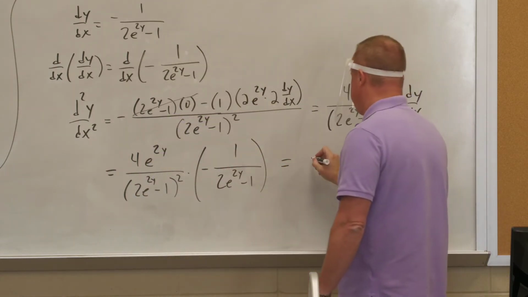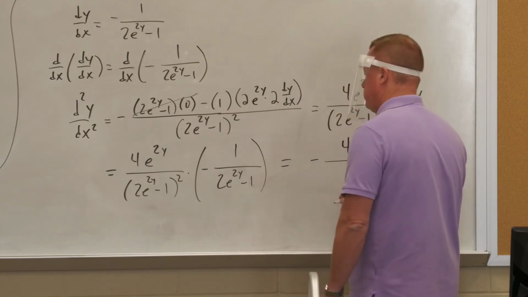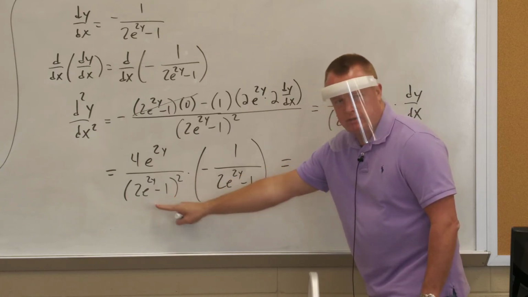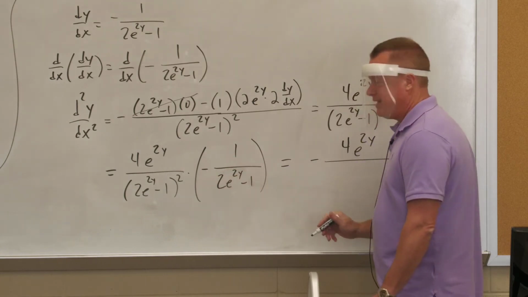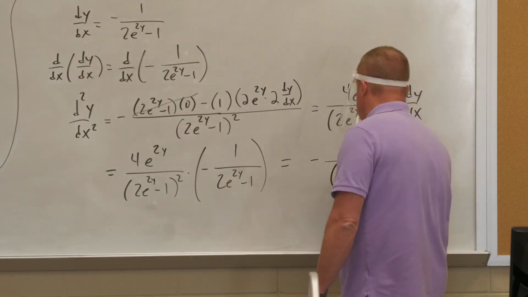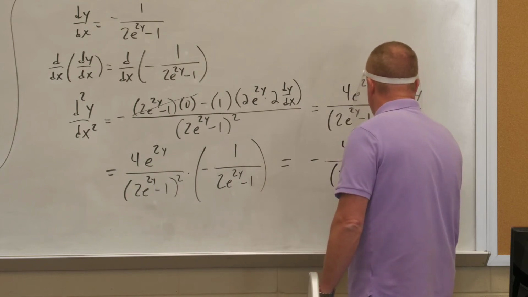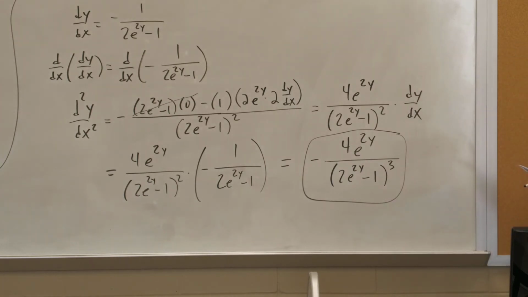I have a negative 4e to the 2y over, and notice here I've got 2e^(2y) minus 1, and then another 2e^(2y) minus 1. So if I multiply those together, just add the exponents. 2e to the 2y minus 1 cubed. Okay, and that's the second derivative.